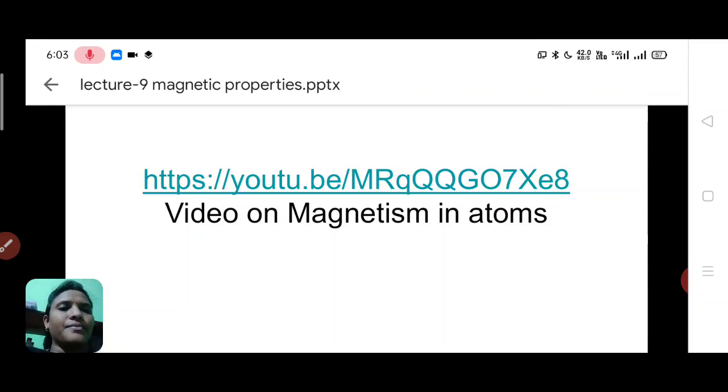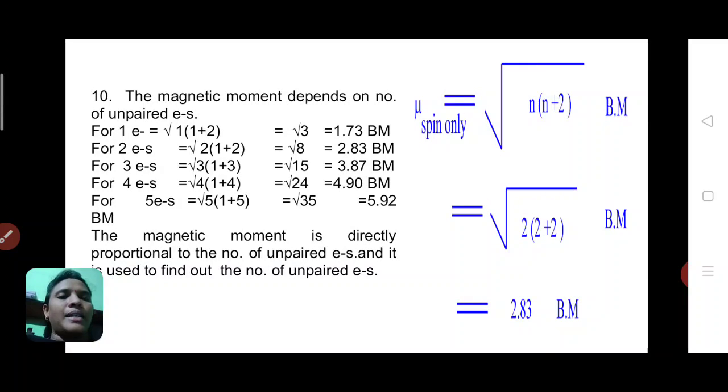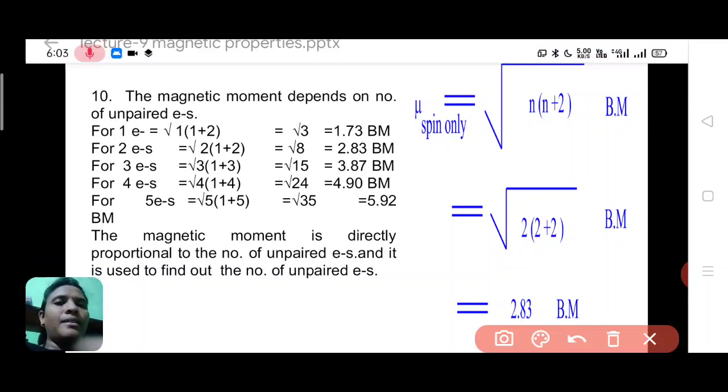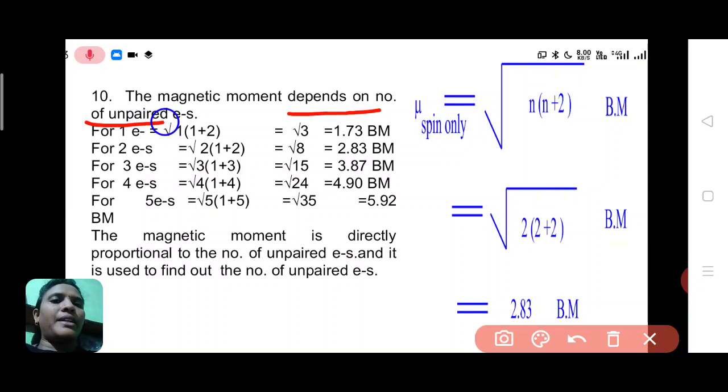Now this is the animation of generation of magnetism in any atom due to electron motion. Okay, now see the magnetic moments. We have already discussed that it depends on number of unpaired electrons. So if there is one electron, the answer of effective magnetic moment is 1.73.